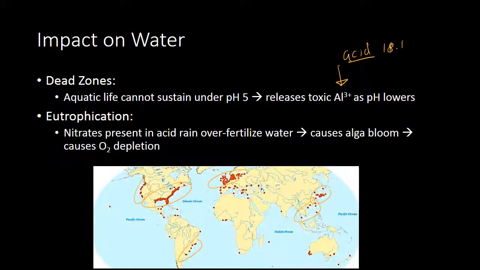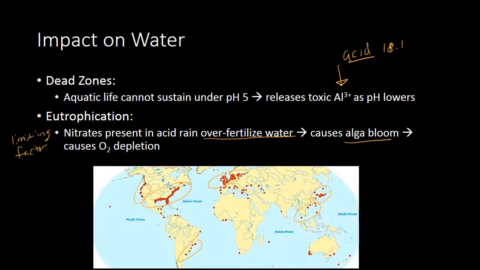And then eutrophication is when nitrates, which are present in acid rain or in fertilizers, get leached and washed away, and they can over-fertilize water. So nitrates are what we call a limiting factor because nitrogen is one of the most important nutrients to a plant. And so it's limiting in water, which is why plants don't overgrow in water. But as nitrates are increased in water, now algae and plant species are like, yes, there's so many nutrients we can grow. This is going to create an algal bloom.